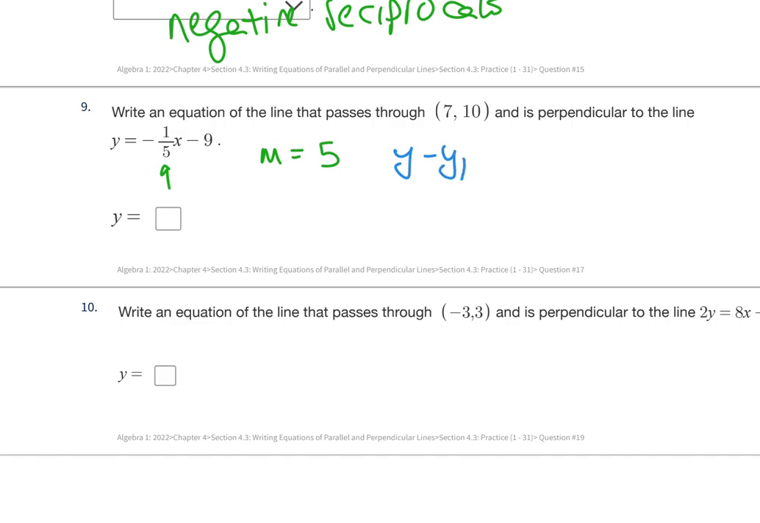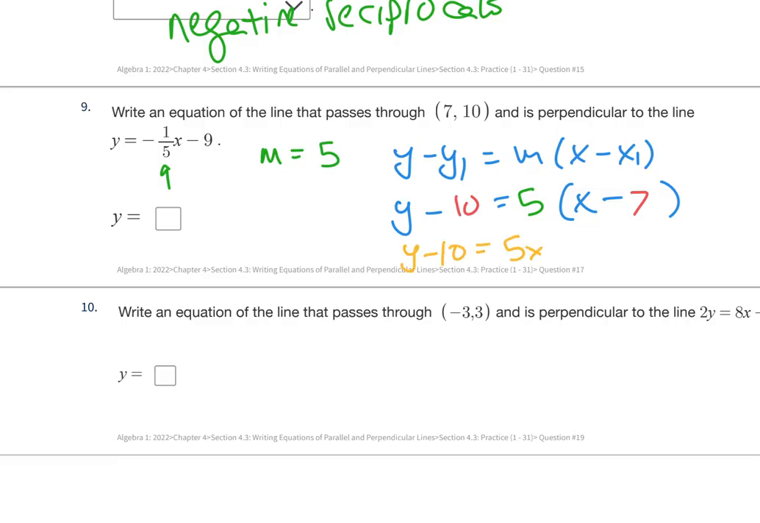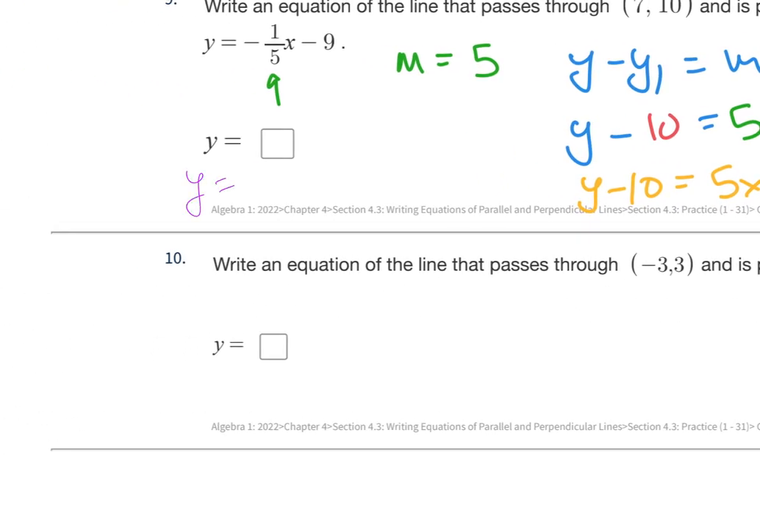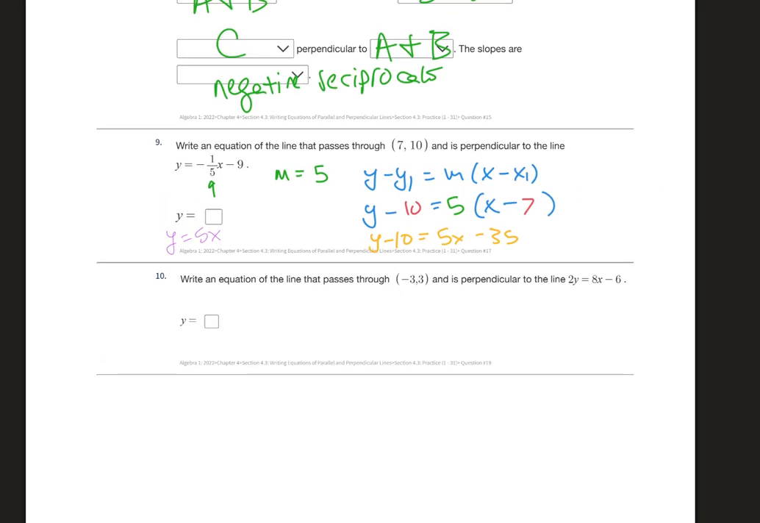y minus y1 equals m times x minus x1. y minus 10 equals 5 times x minus 7. y minus 10 equals 5x minus 35. I'm going to add 10 to get y equals 5x minus 25.